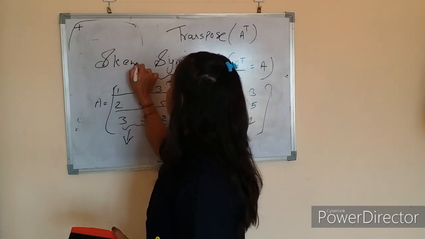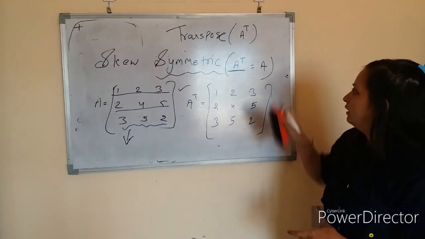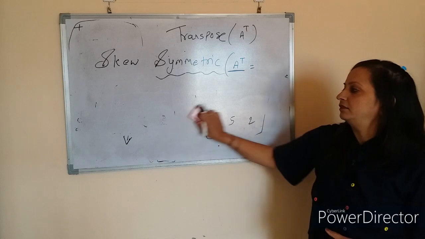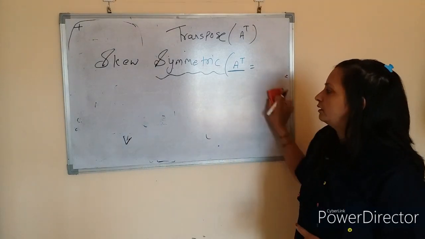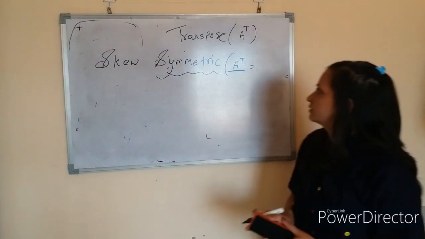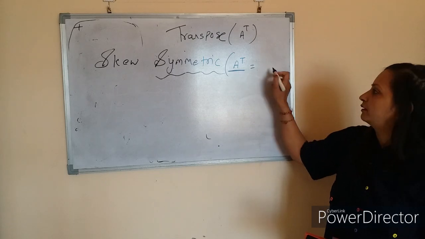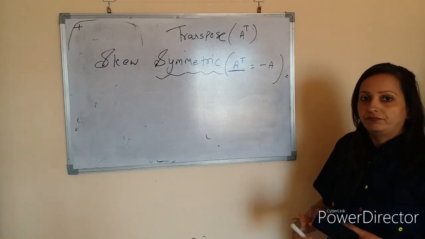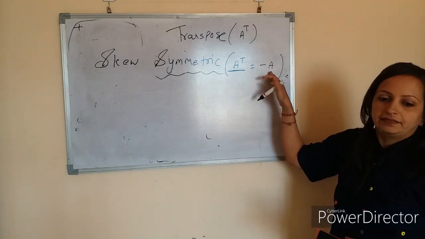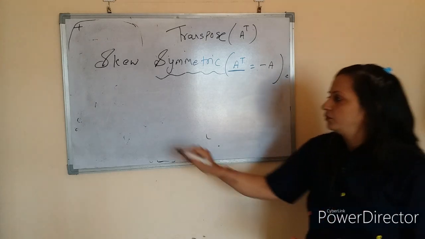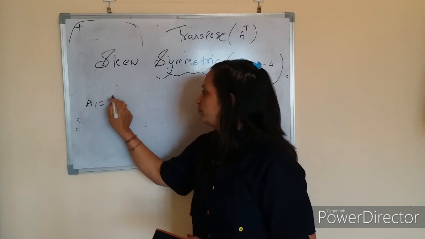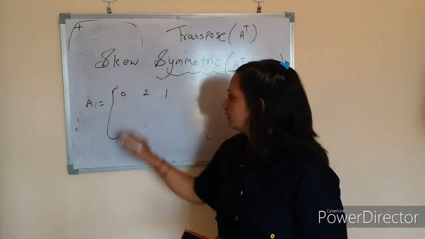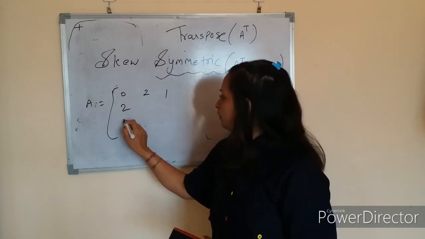My next type of matrix is called skew symmetric. What is the definition of skew symmetric? It is just a minor change in the symmetric definition. The skew symmetric definition is: if we transpose a matrix, we get negative A. Let me check an example of this.